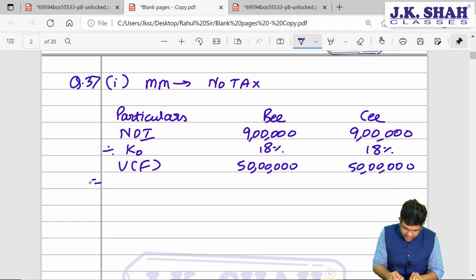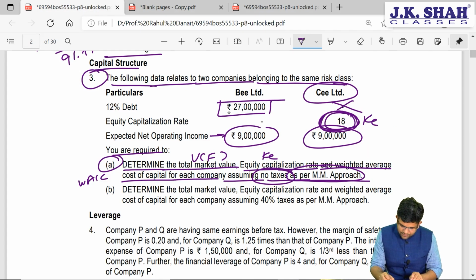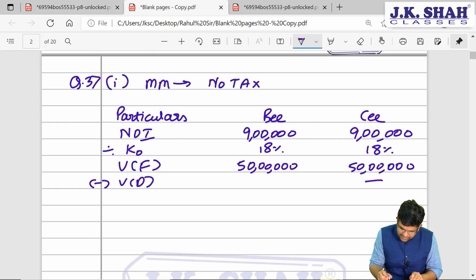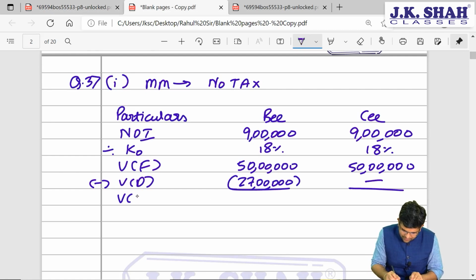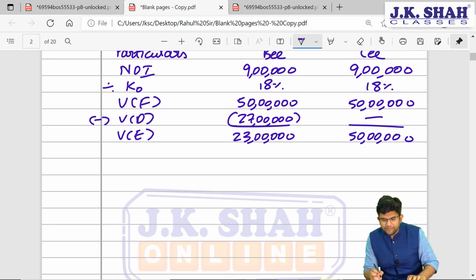Now from this value of firm, if I subtract value of debt, I will get value of equity. As far as C Limited is concerned, there is no value of debt. As far as B Limited is concerned, the value of debt is 27 lakhs. So children, when we subtract this value of debt, we get the value of equity as 23 lakhs here and 50 lakhs here. Everybody clear? 23 lakhs and 50 lakhs.